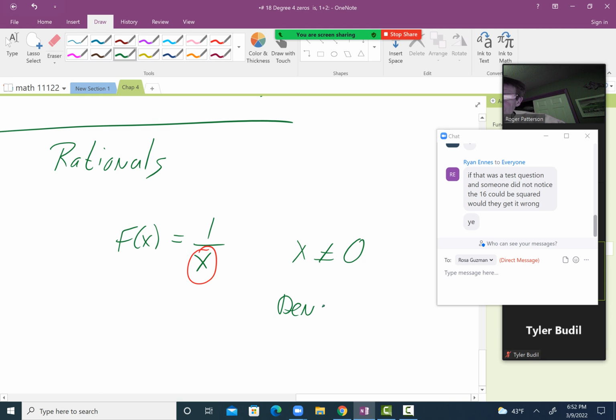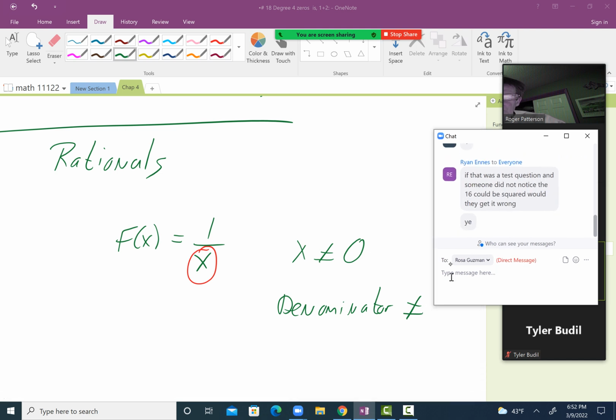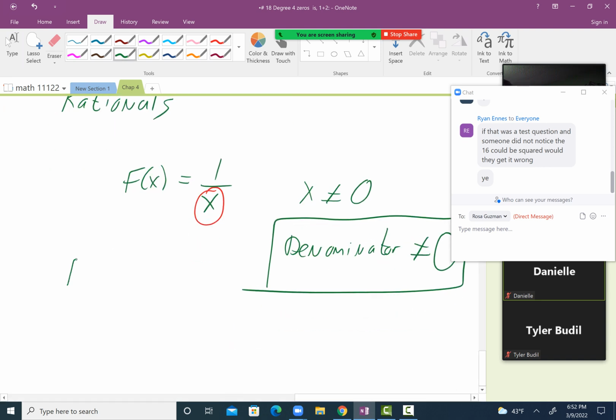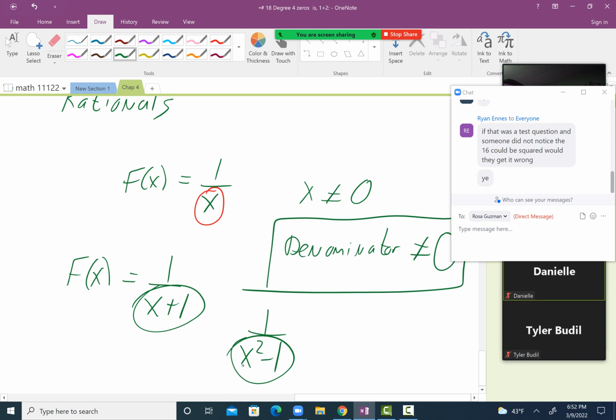The denominator of a rational cannot be 0 because it doesn't exist. That is the big idea for all of the rational stuff that we do: the denominator cannot be 0. No matter what the rational is, whether it's like this or something like this, whatever x is down here, you can't get a 0 down there. It's undefined. That would be the issue.